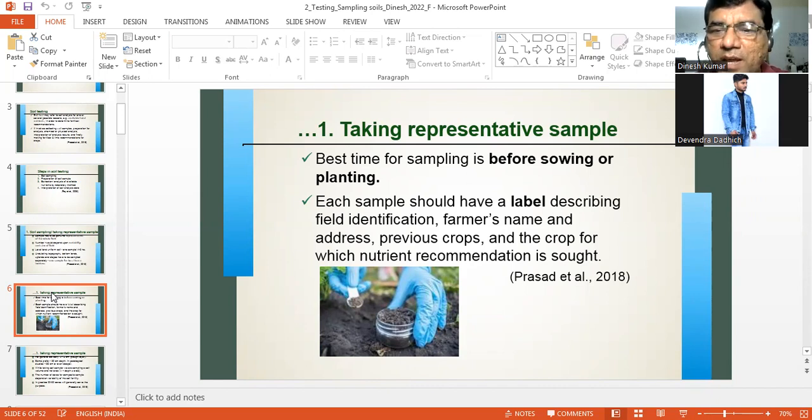So each sample should have a label. You need to put certain marks, you can write on a paper, and that paper should be attached to the sample. That is known as a label. Describing field number or field identification, farmer's name, address, previous crop grown, and crop for which nutrient recommendations are sought.